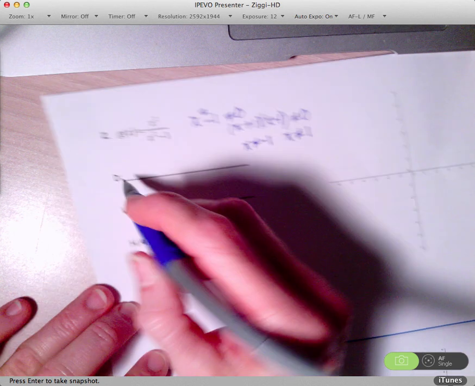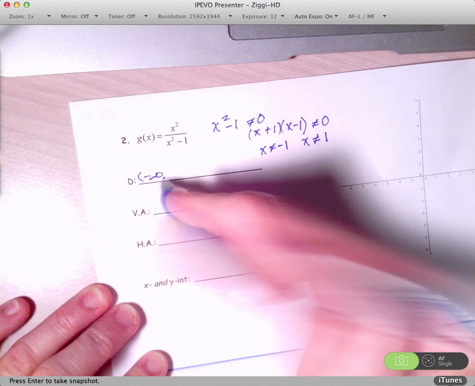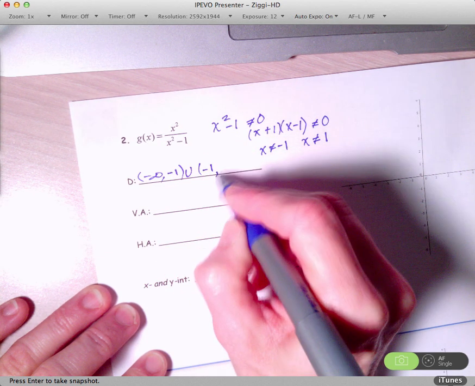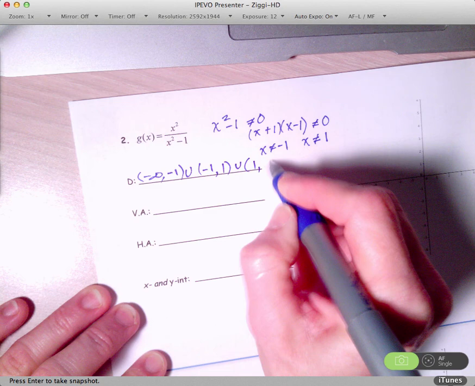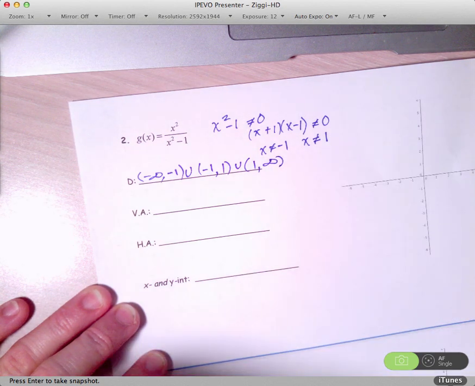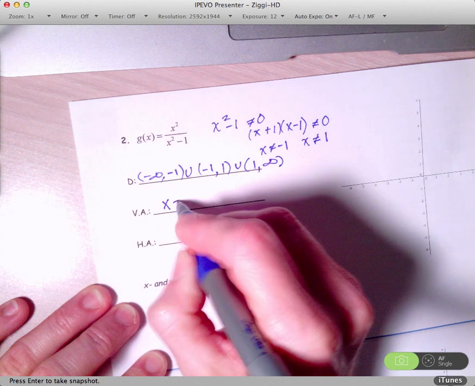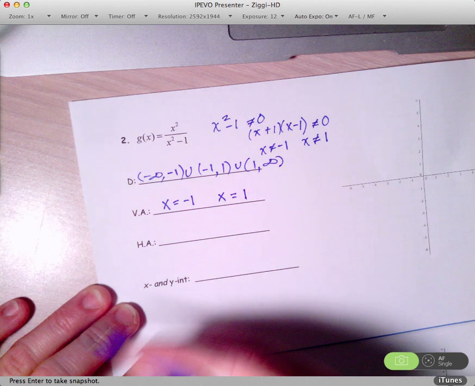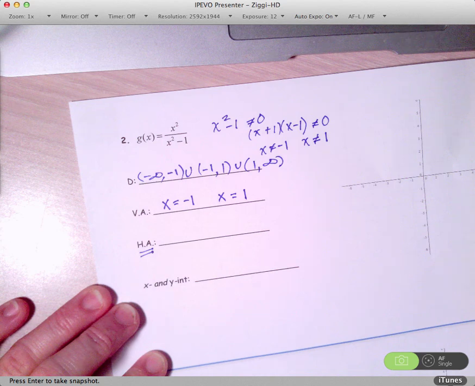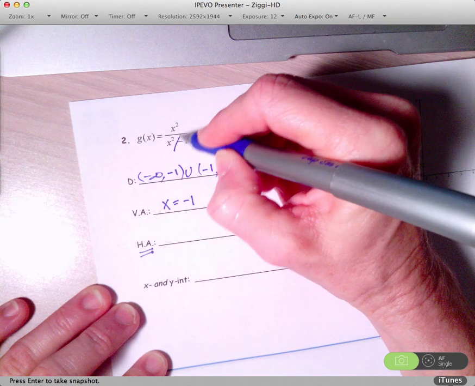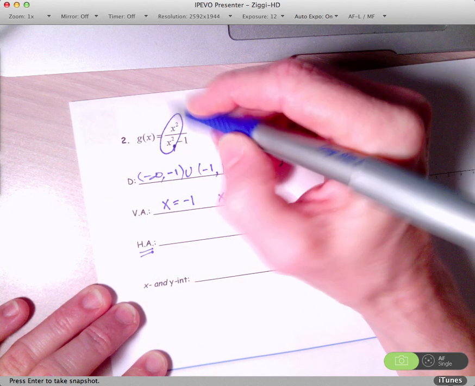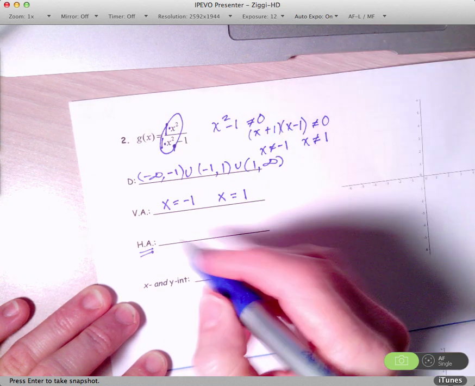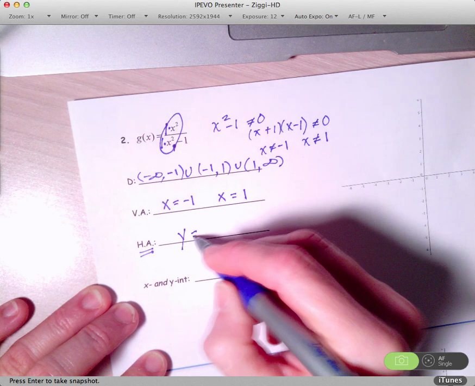So your domain is negative infinity to negative 1, union negative 1 to 1, union 1 to infinity. Our vertical asymptotes are at x equals negative 1 and x equals 1. Our horizontal asymptotes, we go back to the original equation. We see that the powers are the same, so you take the ratio of the coefficients. Well, that would be a 1, and that would be a 1. So our horizontal asymptote is y equals 1.